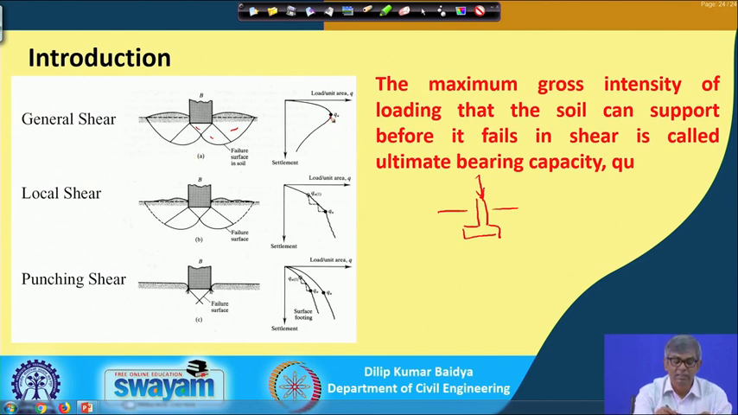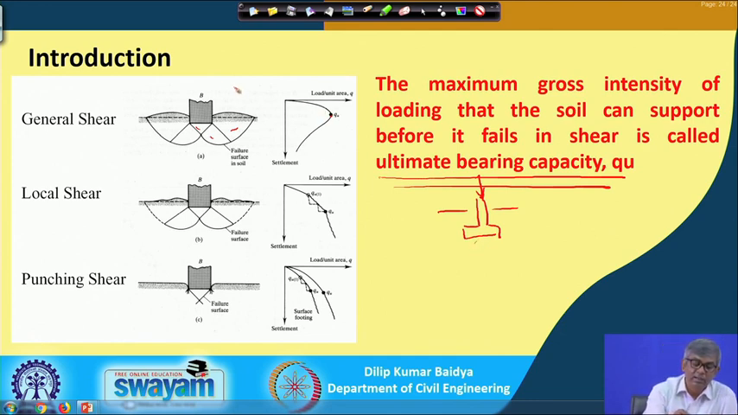What will happen is that it will reach a peak, and then suddenly it will give you large settlement without any increase in load, that means the soil has failed, and this type of failure is called general shear failure. The load at which that shear failure occurred is called the ultimate load, and if it is converted into pressure, that is the ultimate pressure. The maximum gross intensity of loading that the soil can support before it fails in shear is called the ultimate bearing capacity, or qu. Okay. So just before the failure, whatever the pressure is here, that is actually the ultimate bearing capacity.